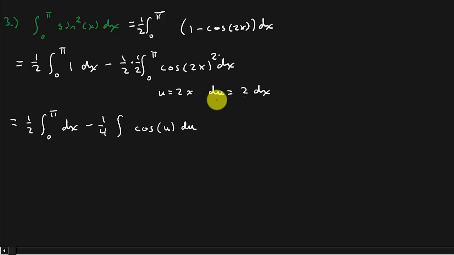Now, since I changed my variable from x's to u's, I also have to change my limits, because the limits on this one are in terms of x. Well, I need them in terms of u. What does u equal? u is equal to 2 times 0, which is 0, and u is equal to 2 times pi, which is 2 pi. So what did I do? I took the 0 and the pi and plugged it into here to get u. And so this is going to go from 0 to 2 pi.